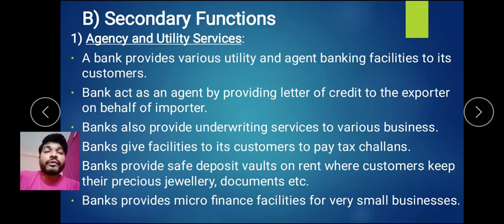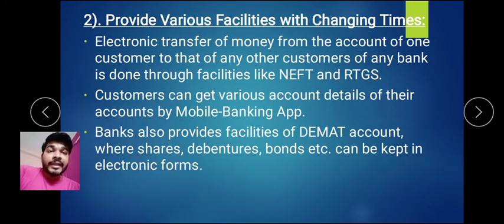Lastly, you find that microfinance facilities are also given to small businessmen. So these are the different agency and utility services which have been given. The second type is that banks provide various facilities with changing time.